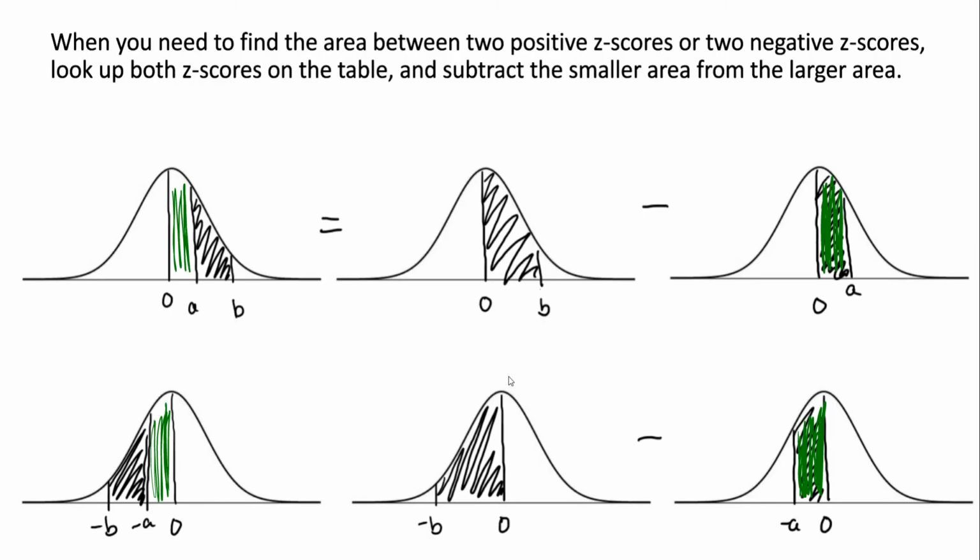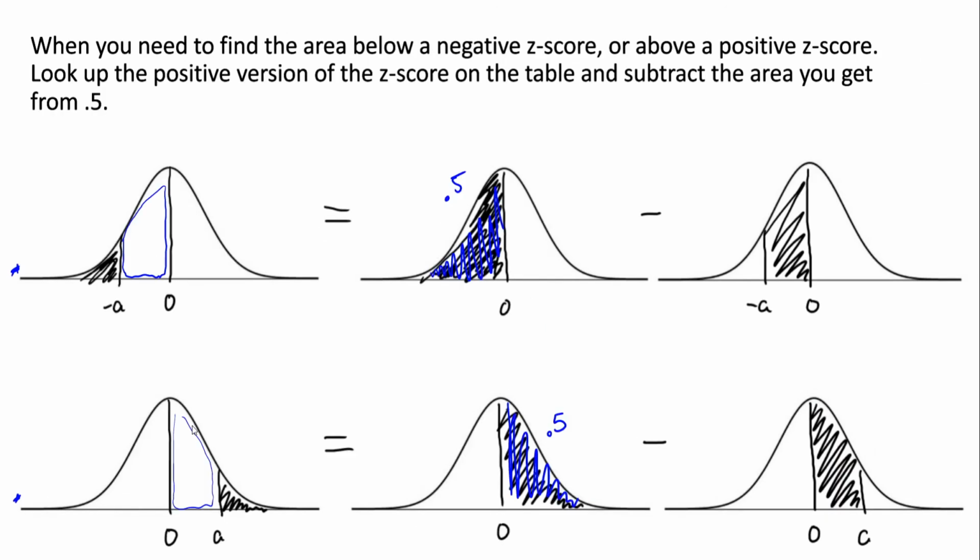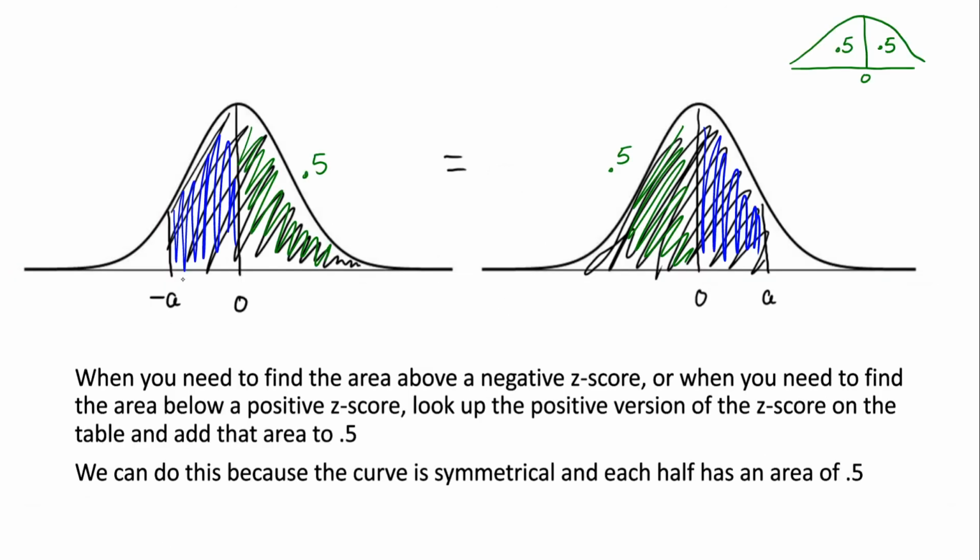So we'll go back here. Here we had a piece of area that was not touching the mean, the shaded area between a and b, or between negative b and negative a. Not touching the mean, here we had to subtract. In this example, we had a lower tail end or an upper tail end. This piece of area was not touching the mean, we had to subtract.